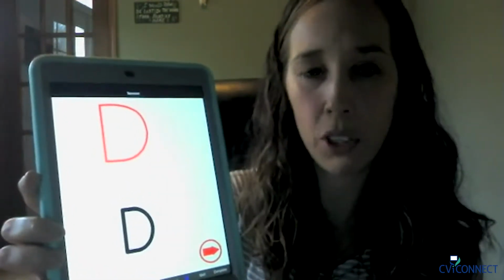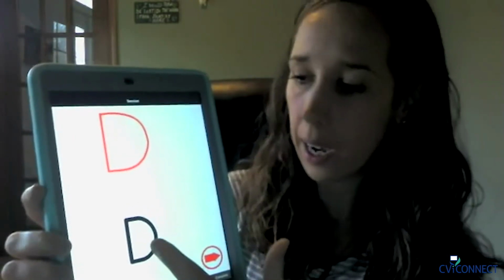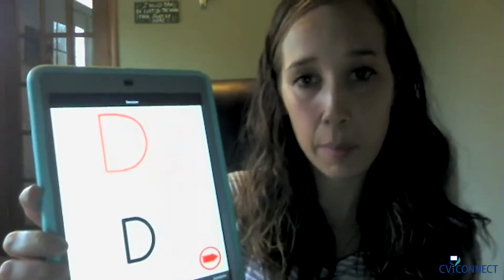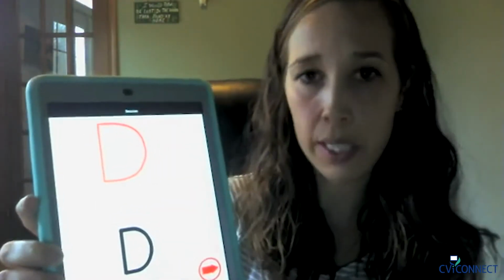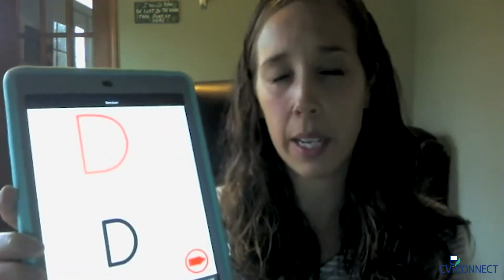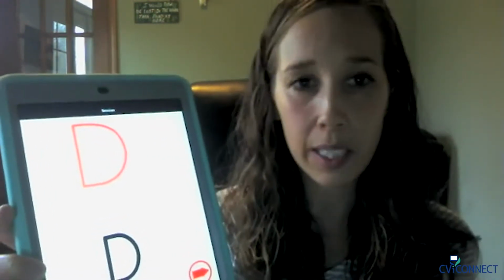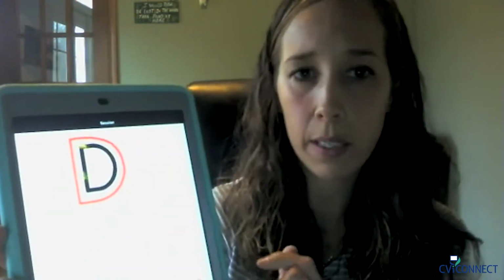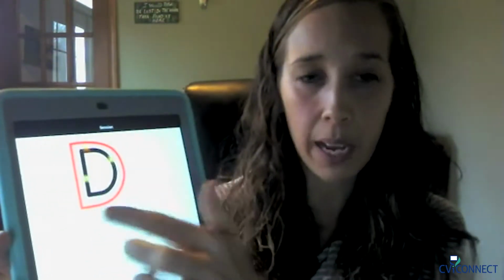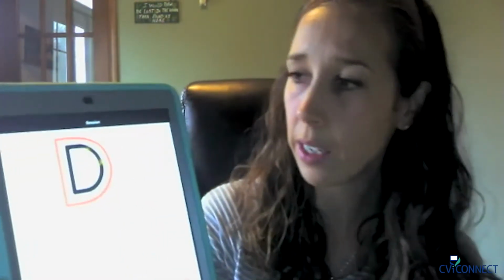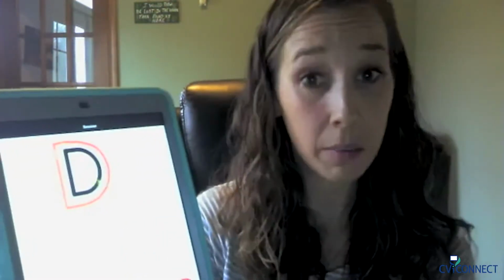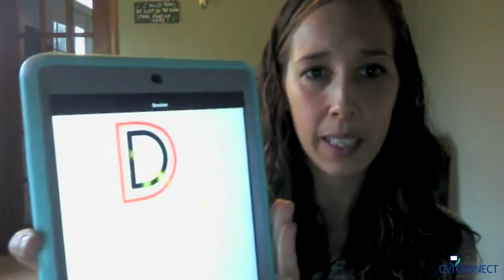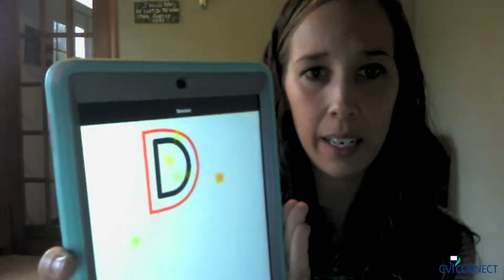So the whole purpose is just working on the shape of D and giving multiple opportunities. I use this with our students that are working on the unique learning system. So the whole purpose is just to drag it up to the red outlined D. You'll hear the sound, the labeling that this is the letter D, and then you've got some yellow twinkle effects on there. There they are.